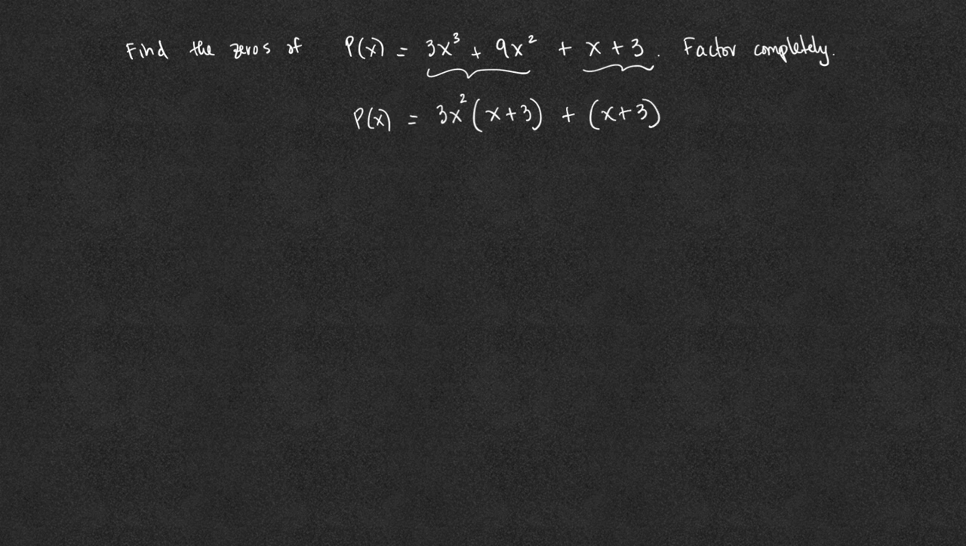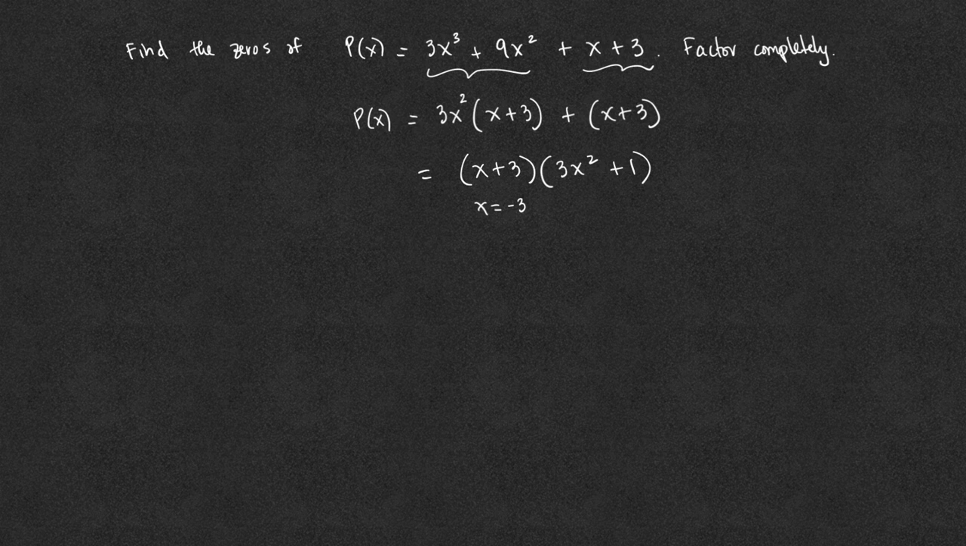We now have two big terms, and they share x plus 3 in common, so we factor out x plus 3. What is left from the first term is 3x squared, and what is left from the second term is 1. From reading this factored form, we see that x equals negative 3. The second factor is called an irreducible quadratic. We won't be able to factor this further unless we use complex numbers.